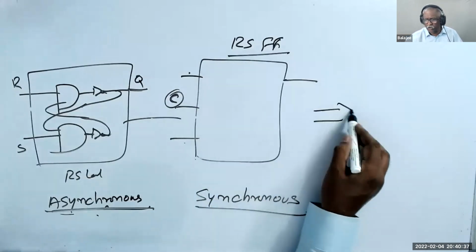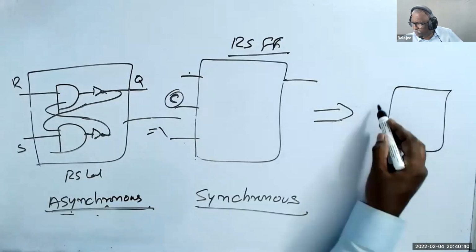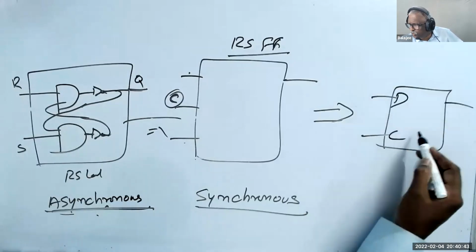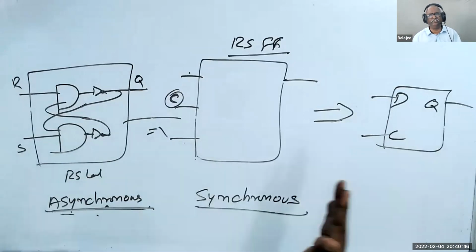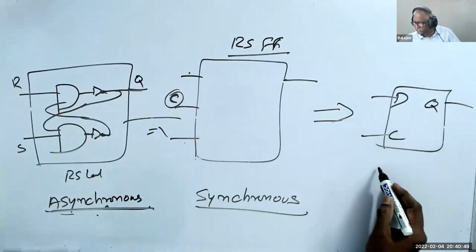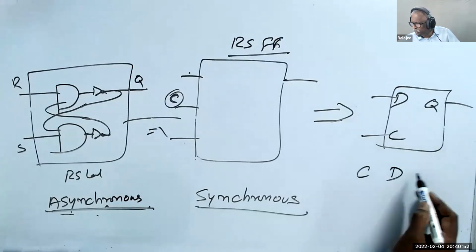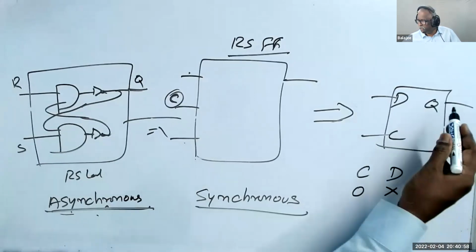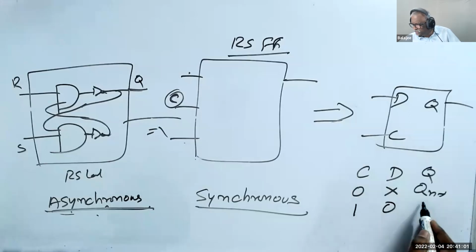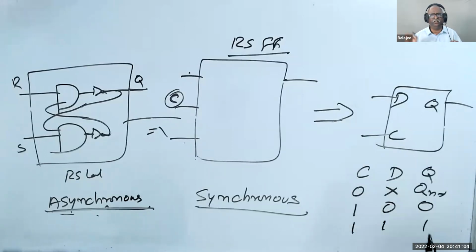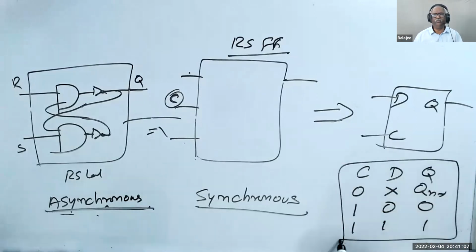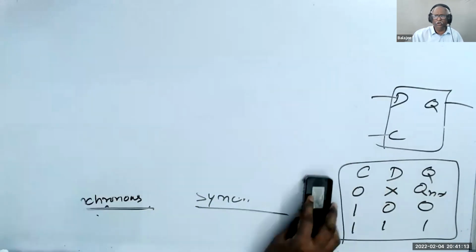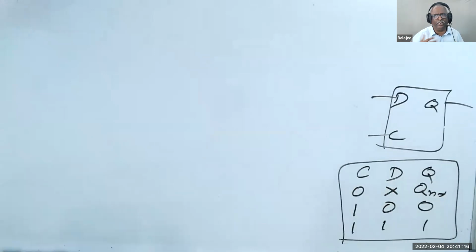From the RS flip-flop, you get to the D flip-flop: D, C, and Q. This is very simple. When C is 1, Q follows D. When C is 0, whatever D may be, Q stays Q n minus 1, the old value. When C is 1, if D is 0 then Q is 0, if D is 1 then Q is 1. That's it, anybody can remember this. You can coolly forget the rest. We don't need it, you will never use it. You will be using only this.